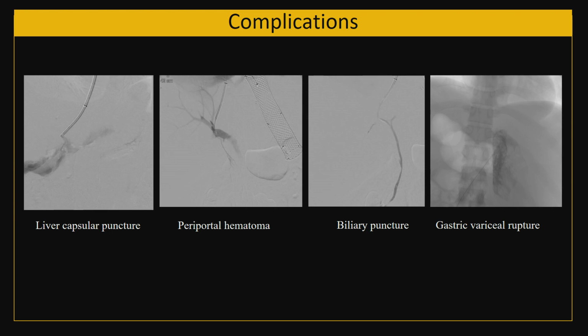You can see periportal soft tissue, which leads to periportal hematoma. Again, it is a self-limiting condition which has resolved with time. Then sometimes we may inadvertently puncture the biliary radicals, and this is the opacification of the biliary radicals instead of the portal vein. And this is one of the cases in which we were attempting the BRTO procedure.